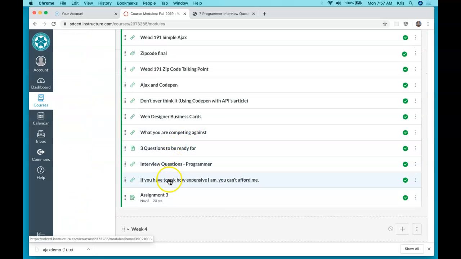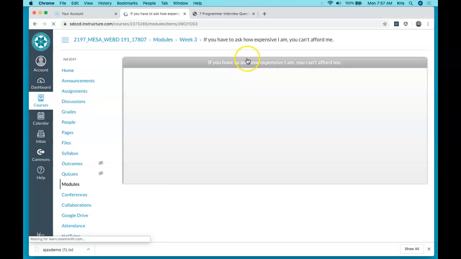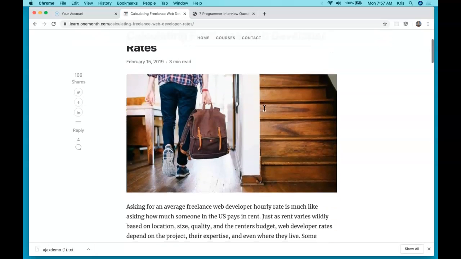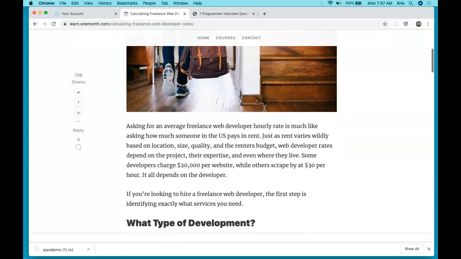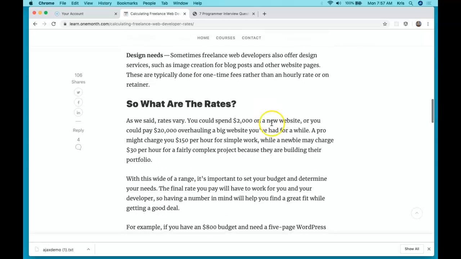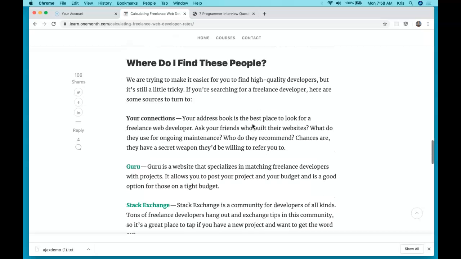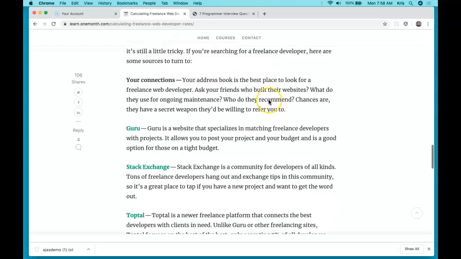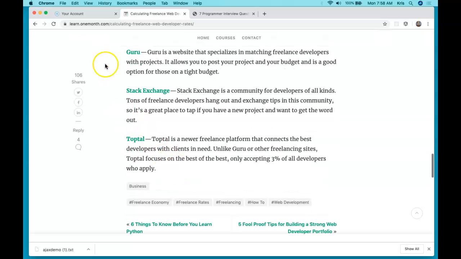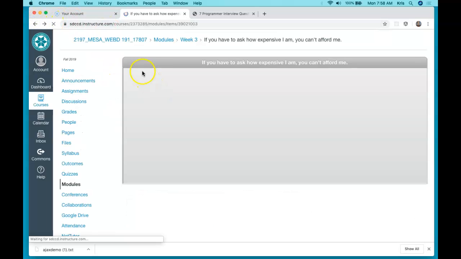Now, after this, you've got "If you have to ask how expensive I am, you can afford me." I throw this in because I realize some of you want to freelance when you get out of here, and one of the most common questions is, what do I charge? So take a look at this, and you can ask me separately what I charge. Ask me privately, and I'll send it. I'm not going to say it on YouTube, but you should definitely read this about freelancing. It's a big deal, and you can see that most people are going to Guru, Stack Exchange, or Toptal for top talent. That is the link for that.